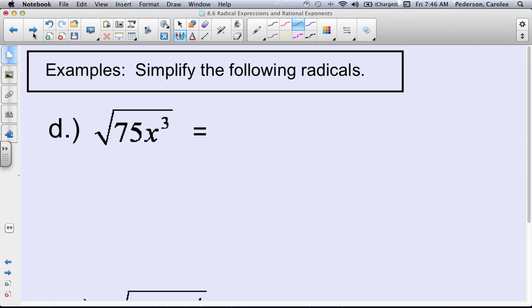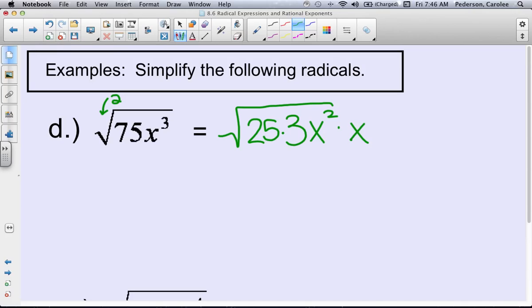Next example, we're back to a square root. Remember, if there isn't a number in the index, then you have to assume that it is a square root. So now we're looking for pairs. So let's break down 75. 75 can be written as 25 times 3. And then x cubed can be written as x squared and x. So then what can reduce out is this 25 and this x squared.